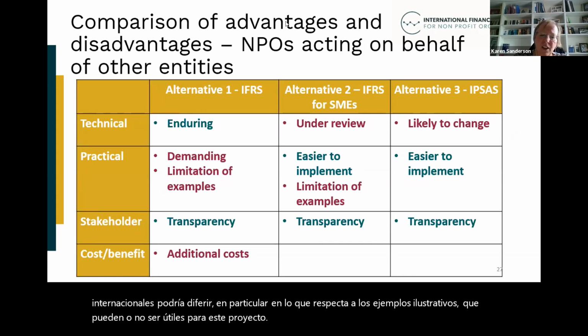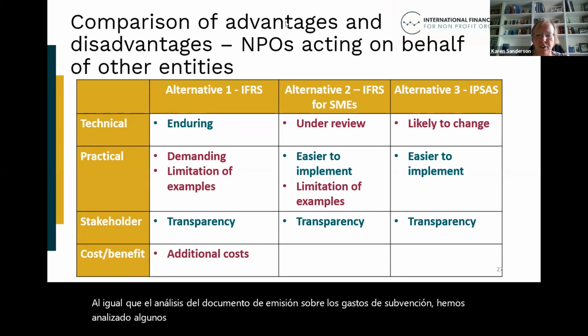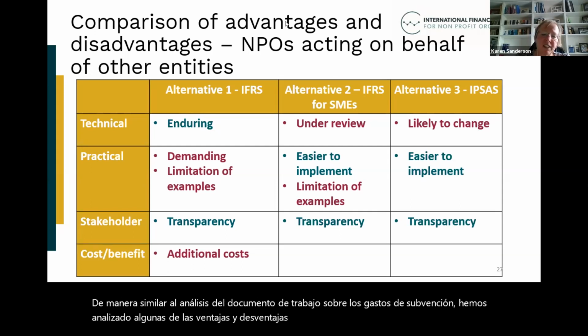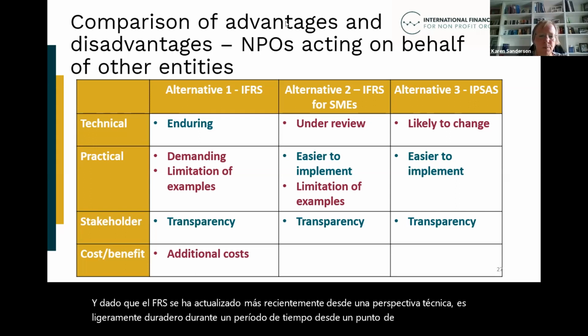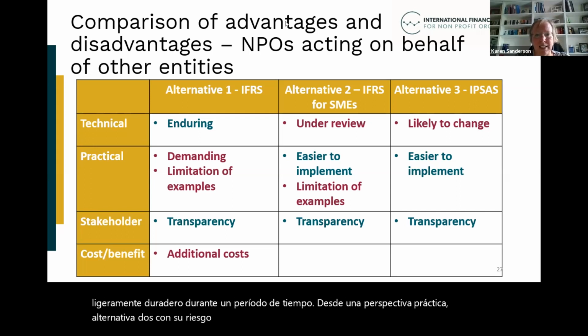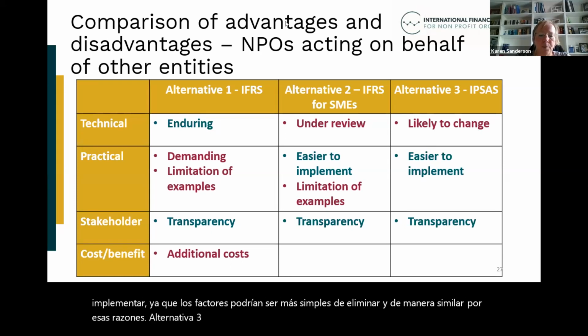Similar to the analysis of the issue paper on grant expenses, we've looked at some of the relative advantages and disadvantages of the 3 alternatives. Given that IFRS has most recently been updated from a technical perspective, it's likely to be enduring for a period of time. From a practical perspective, alternative 2, with its simplified risk and reward approach, may be easier to implement, as factors might be simpler to grasp. And similarly, for those reasons, alternative 3 may also be easier to implement. All 3 alternatives offer benefits around transparency through the proposed additional disclosures.